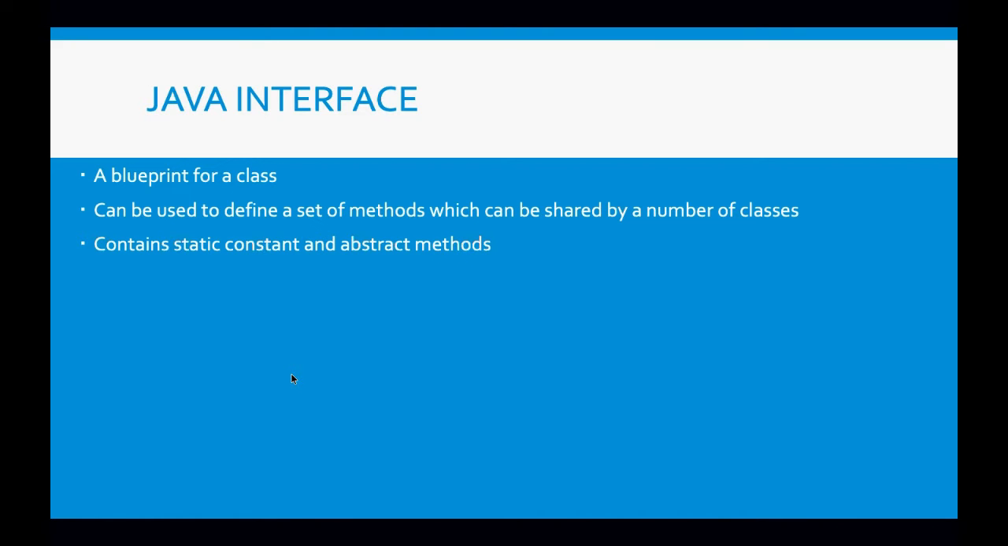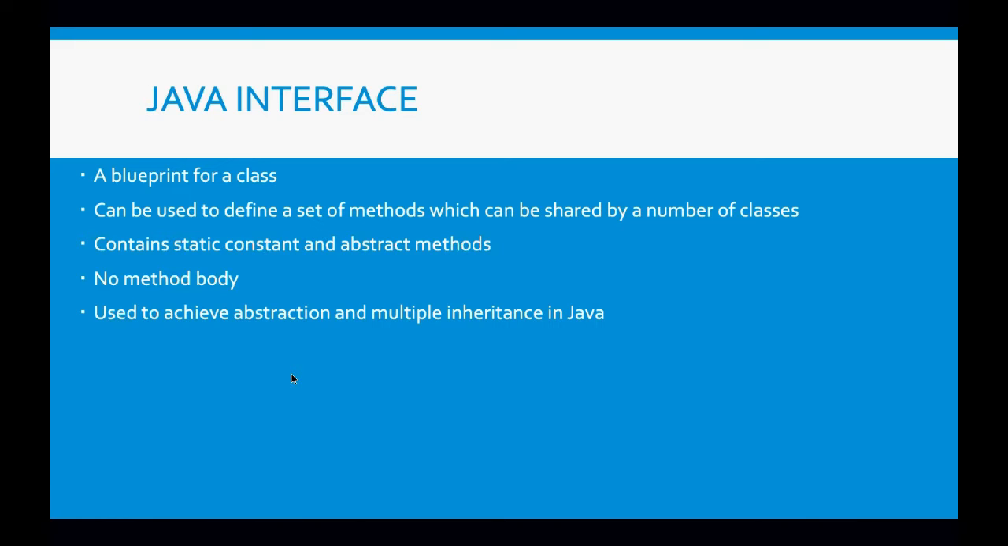An interface contains static, constant, and abstract methods. An interface does not have a method body. That is the difference. In an abstract class, you can put a method body, but in an interface, there is no method body. An interface can be used to achieve abstraction and multiple inheritance in Java.